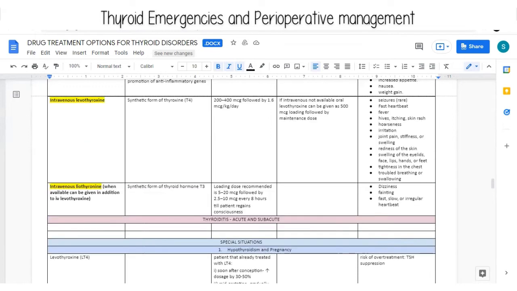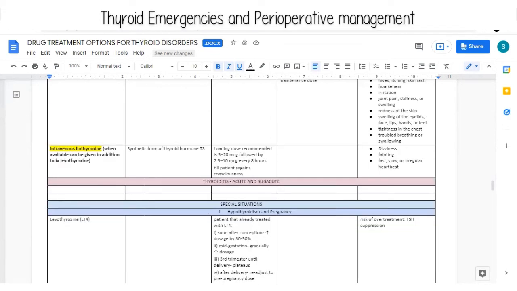This is only given when available, and it is actually an additional treatment to the intravenous levothyroxine. This is a synthetic form of thyroid hormone T3, and the dosage recommendation is a loading dose of 5 to 20 mcg followed by 2.5 to 10 mcg every 8 hours till the patient regains consciousness. Some of the adverse effects include dizziness, fainting, and fast, slow, or irregular heartbeat.